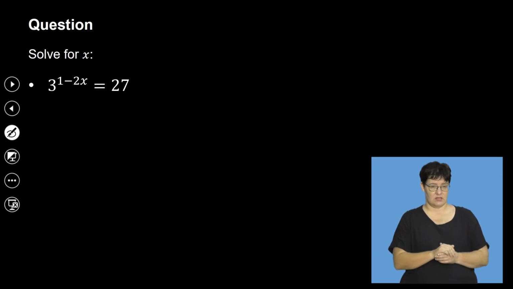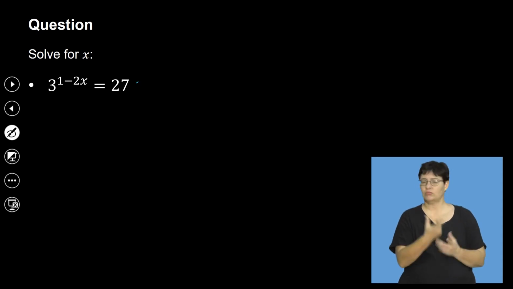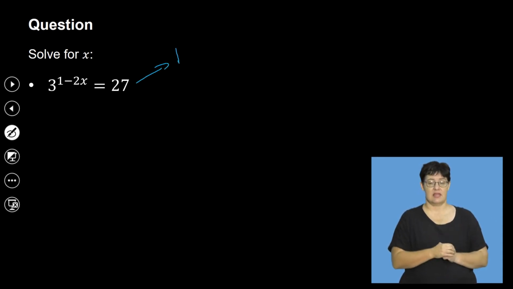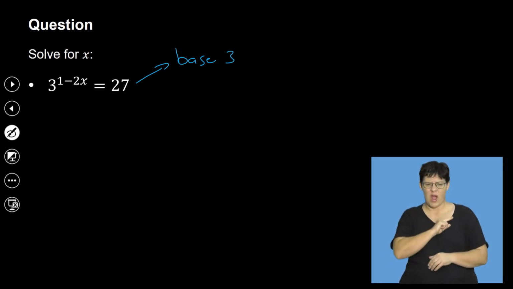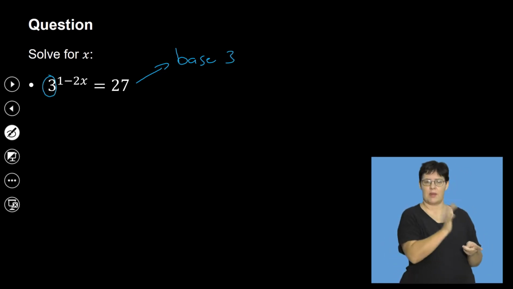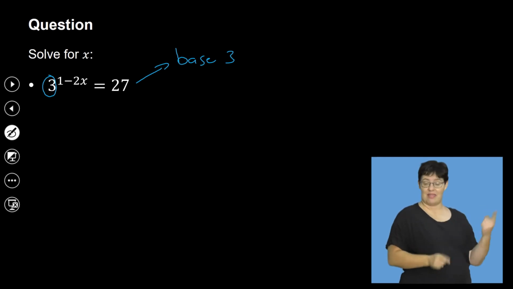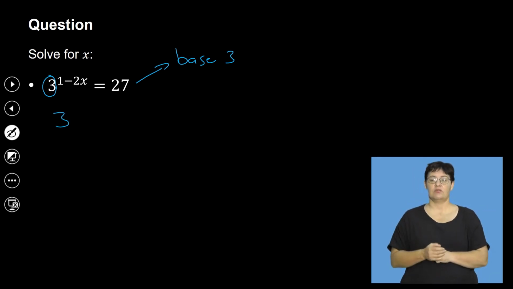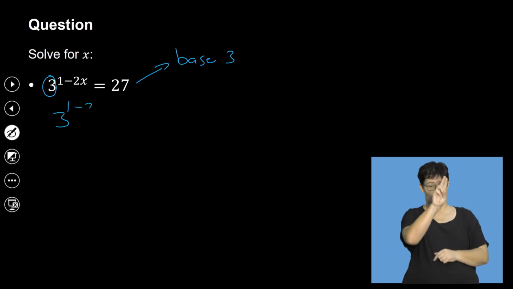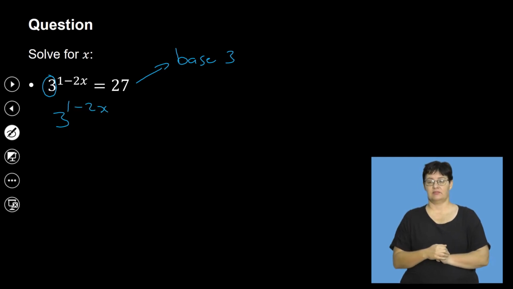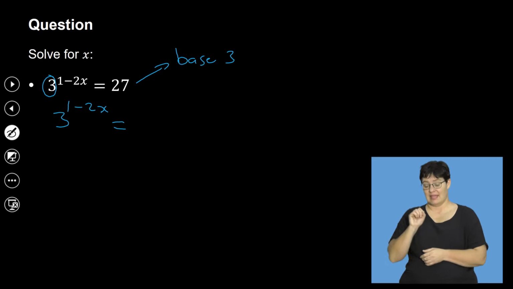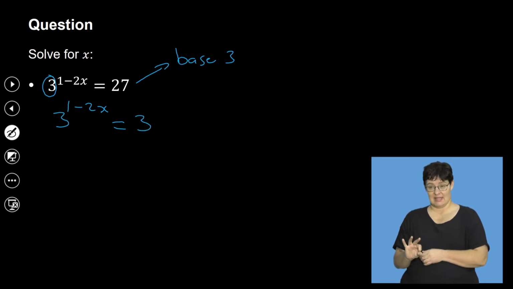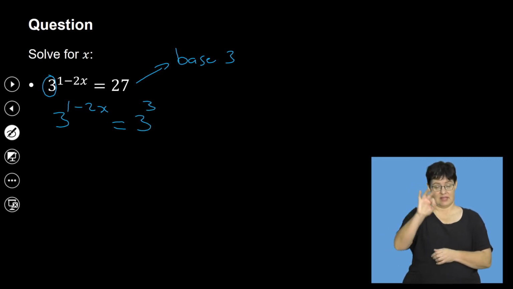This is straightforward, right? What do you do? You make this have a base 3, right? Why base 3? Because the left-hand side cannot be changed to any other base. That's why I'm already making it base 3. So this will be 3 to the exponent of 1 minus 2x. I'm just going to rewrite it. Equals, remember 27 is the same as 3 to the exponent of 3, right?